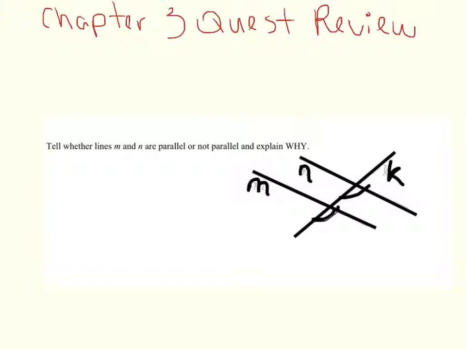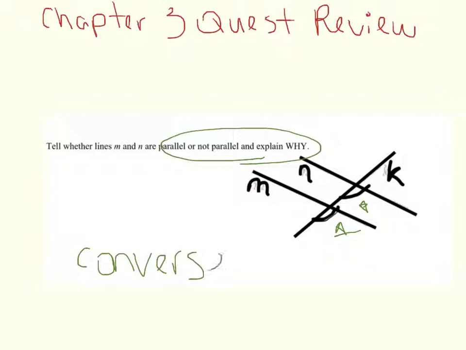If we are trying to determine whether lines are parallel, we're not given that they're parallel, we are given angles that are marked. We know that we are dealing with a converse. So we just need to determine if the angles that we're given fit one of our four types. Are they alternate interior angles? No, they're not both in between my two parallel lines. Are they alternate exterior? No, one is inside the line, one is outside.